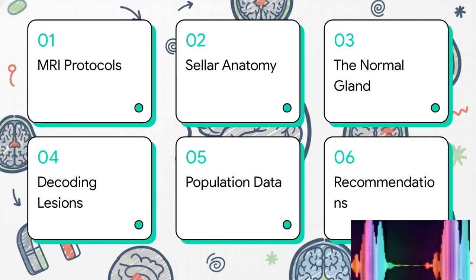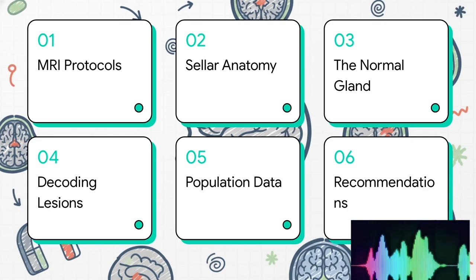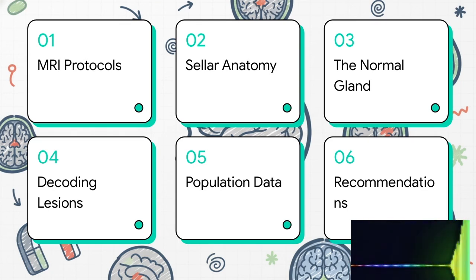So here's our game plan. We'll kick things off with the MRI protocol essentials. Then we'll get our bearings by navigating the sellar anatomy. After that, we'll figure out what a normal gland looks and feels like so we can then decode pituitary lesions. Next, we'll look at how population-specific data can be a real game changer. And we'll wrap it all up with some key clinical recommendations you can take with you.